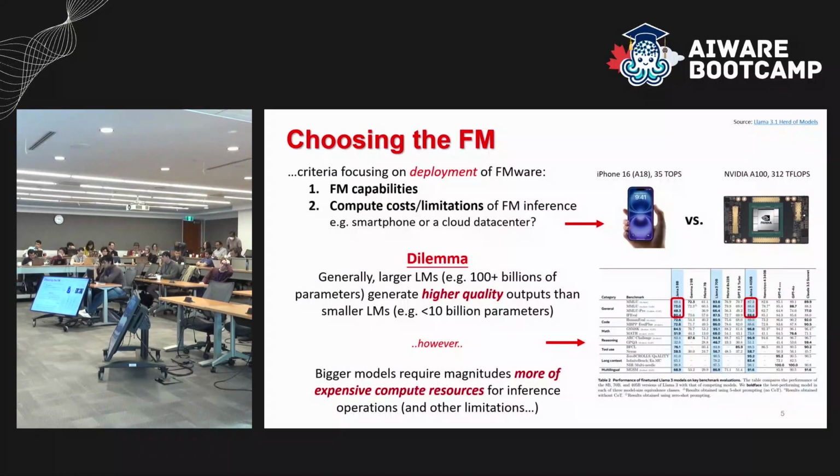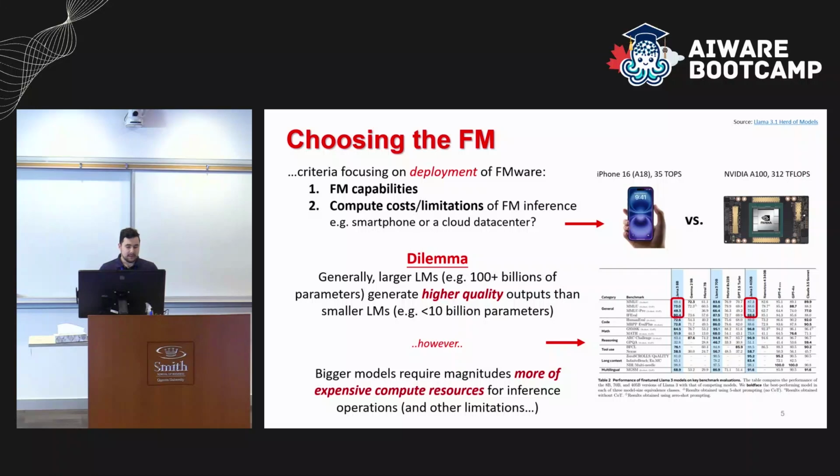So that covers most of it. Now, if you focus mostly on specifically deployment of FMware, there are two things you want to be focused on. One is capabilities, just what we talked about: what do you want it to do? And the second one that comes into play now is the compute costs and limitations for FM inference.